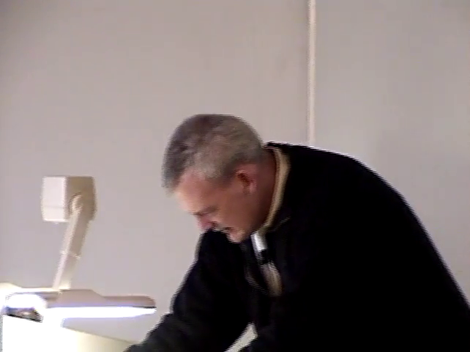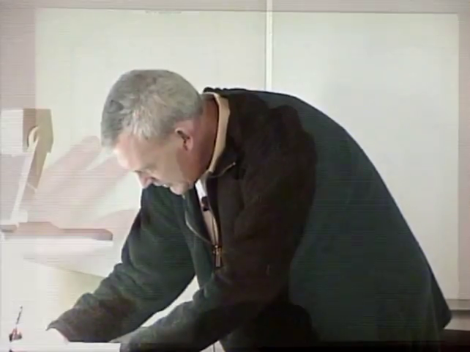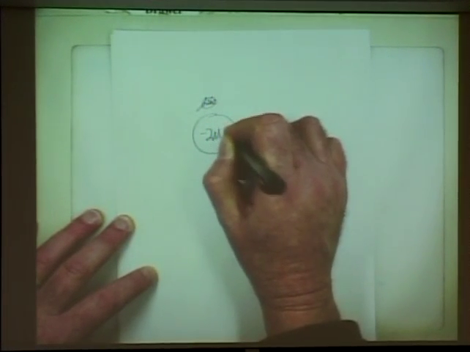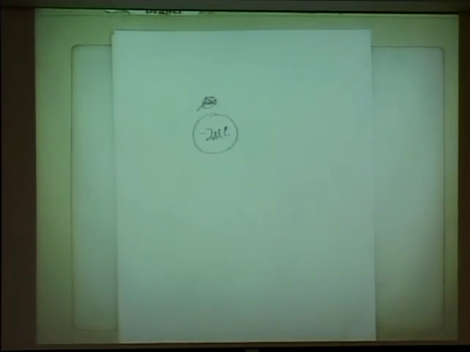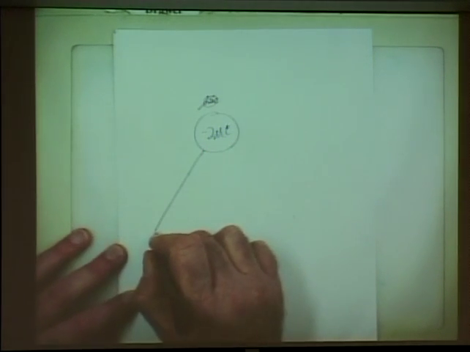No, here we go. Now, here's what we're going to do. We're going to figure out what the entire energy is of a configuration. And here's how you do it. Let's take this one. Let's make this negative 2 microcoulombs. There we go. And I'm going to bring in another.